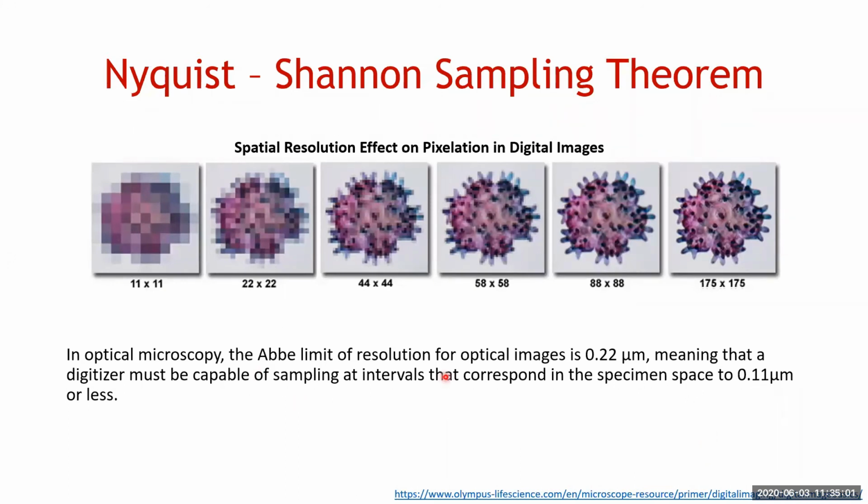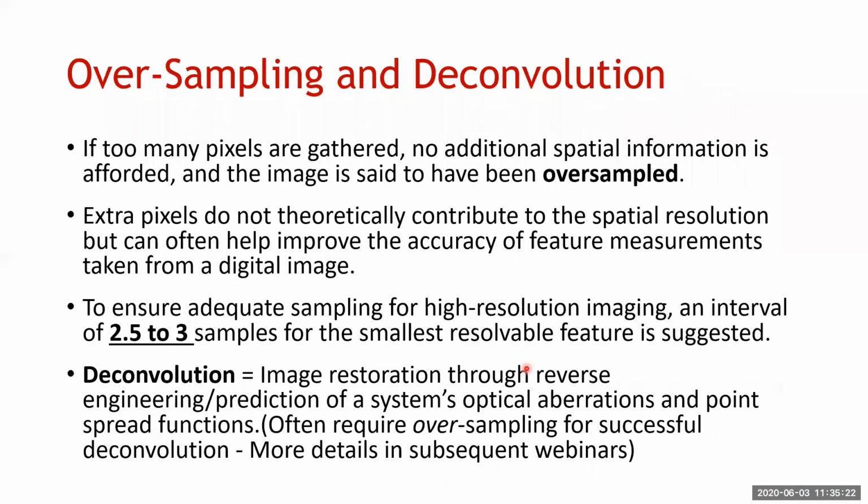In optical microscopy, the limit of resolution, according to Abbe, is around 220 nanometers. So you want to make sure that you put down enough pixels, in this case 110 nanometers or less, to be able to capture all those low and high intensities and the spatial frequencies that surround that. So there is a point of diminishing returns, or you can oversample. Basically, you can put down a ton of pixels when you don't need to. However, these extra pixels, while they don't contribute to the spatial resolution per se, will help you improve the accuracy of feature measurements at a later stage.